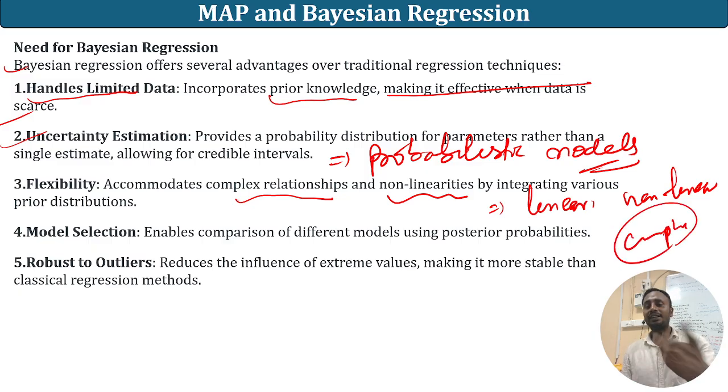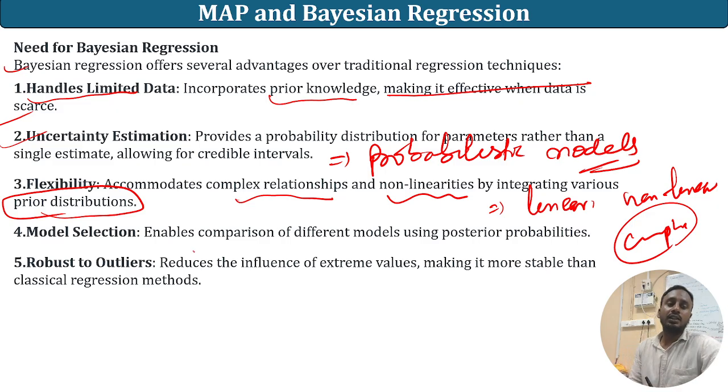And we can integrate the prior knowledge or the history itself. We are learning from the previous history, and then we are going to implement it into our future models. We can do the same with model selection, enabling the comparison of different models using the posterior probability.